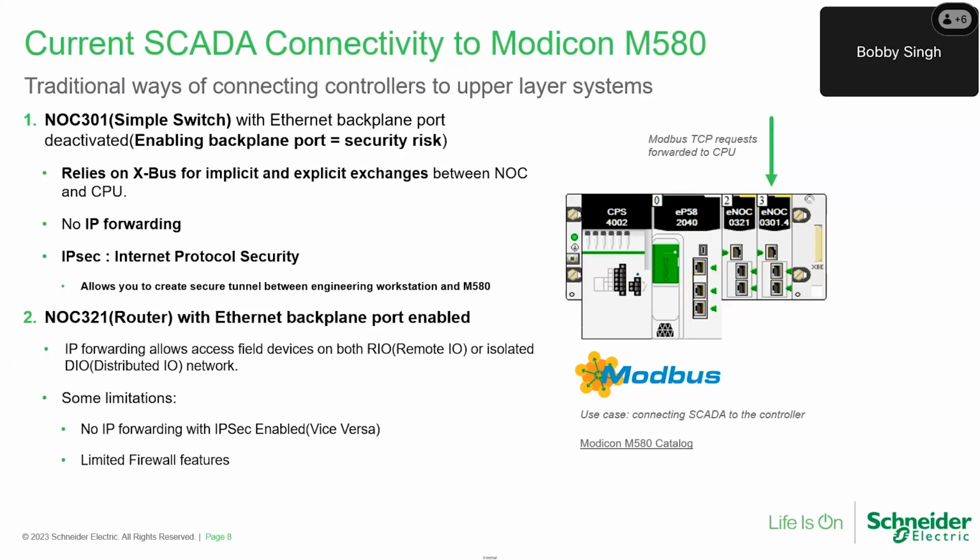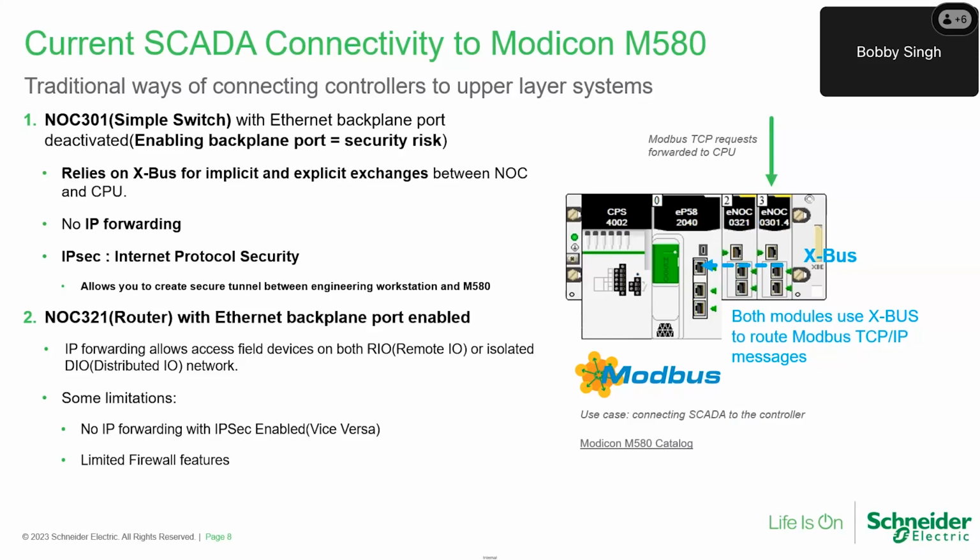Now let's move on to some of the limitations on the NOC 301 module. Both NOC 301 and 321 use XBus to exchange Modbus TCP data. On the other hand, the NUA module uses the Ethernet bus, giving you higher performance when you're moving Modbus TCP data. NOC 301 also does not have IP forwarding capability. It's a basic, simple 3-port switch.